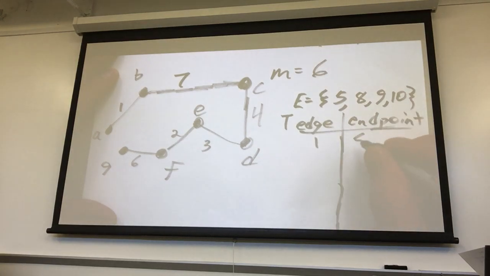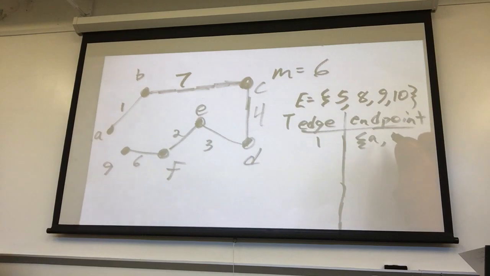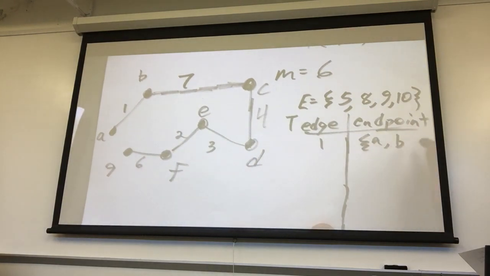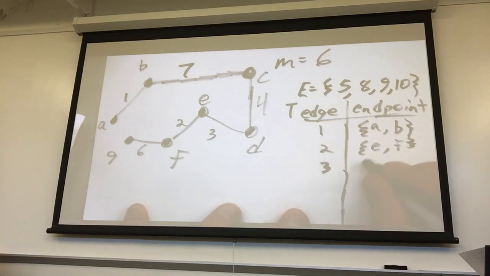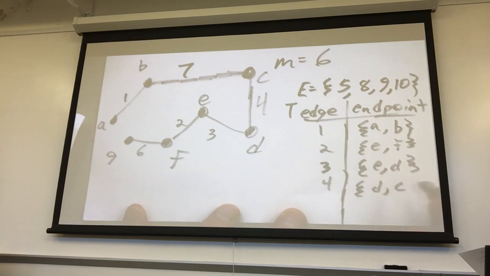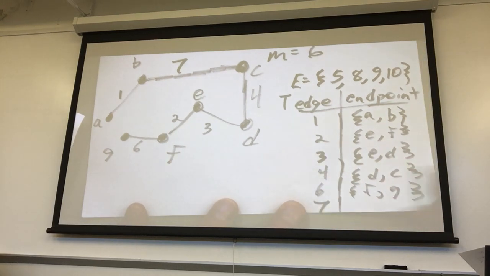And so we talk about T's edge to endpoint function. Yep. 1 would connect A and B. 2 would connect E and F. And then 3 would connect E and D. 4 would connect D and C. 6 would connect F and G. And I'm almost off the screen, but, well, I'm not out of paper. 7 would connect B and C.